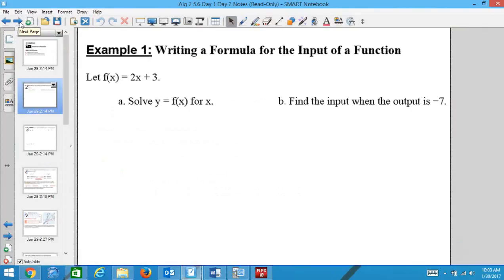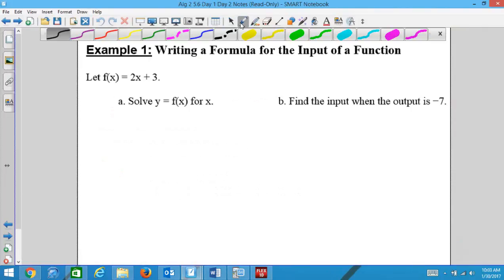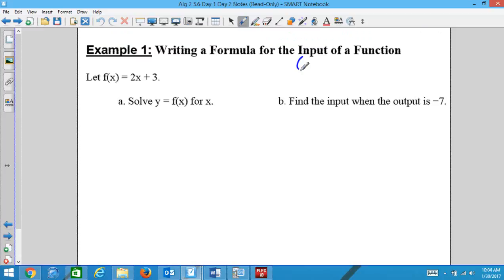Okay, so the first thing that we're going to do is we're going to write a formula for the input of a function. Does anybody remember anything about input? It is the x values, yes. The input is the x values. What would the y values be called? Output. The output. And that is somewhere later in our directions. The input is the x value. The output is the y.